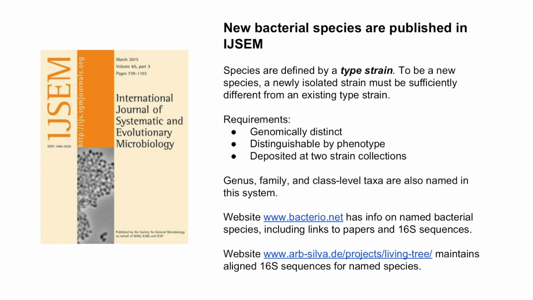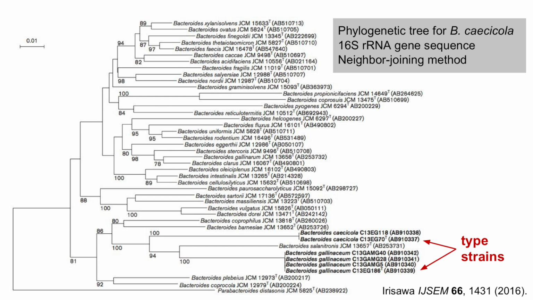Yeah, and there's a paper from 2010 that goes down all these guidelines for when you know you've got a new species. Okay, so going back to our phylogenetic tree, these T's mean that this strain is a type strain for the species. And so here they've isolated 2 strains of this new Bacteroides species and 4 strains of this one.